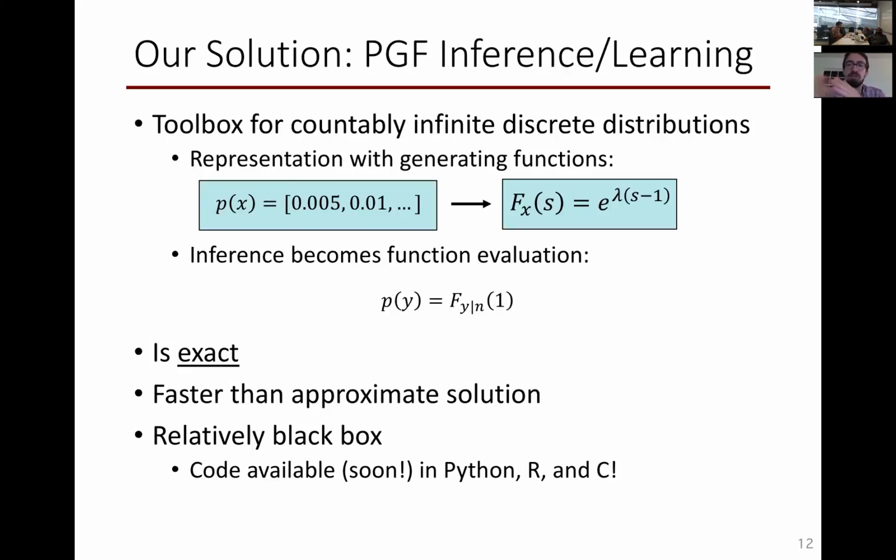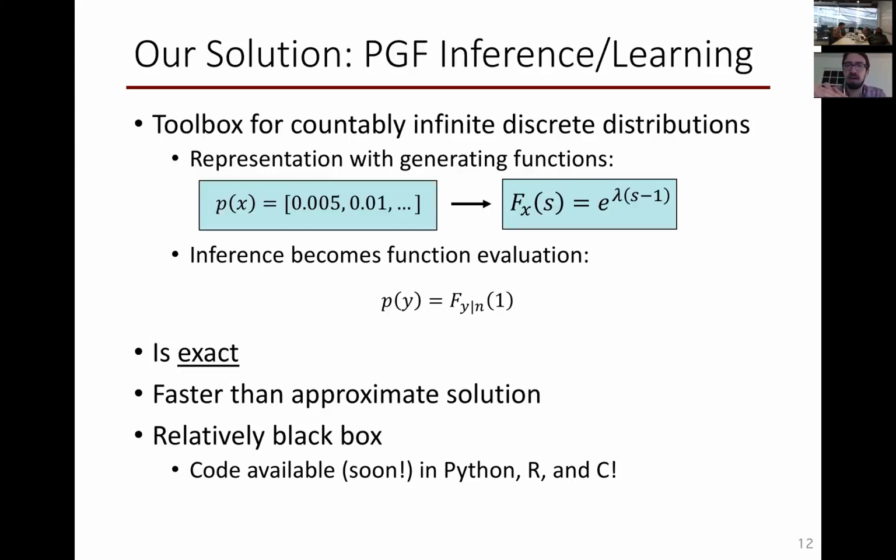And then once we switch to using generating functions as our core operational unit, inference and learning reduce to function evaluation, which is a different regime than we're used to, but can be solved very efficiently using Autodiff, which I'll come back to. This is just the outline.